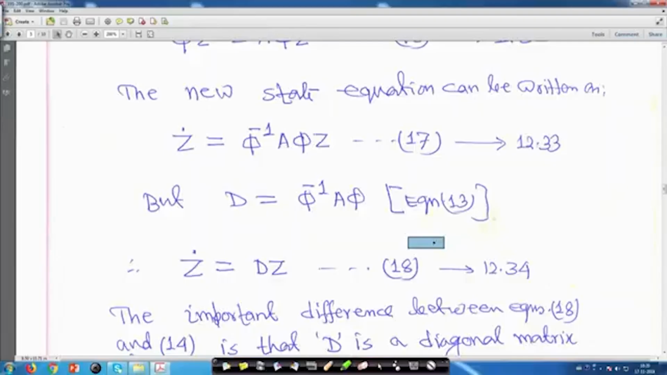Okay. So, in the previous lecture we ended up here, at equation 18, and this is for my own reference. We got z dot is equal to D z, where D is a diagonal matrix and each diagonal element is nothing but the eigenvalues of the matrix A. So, let me clear this.